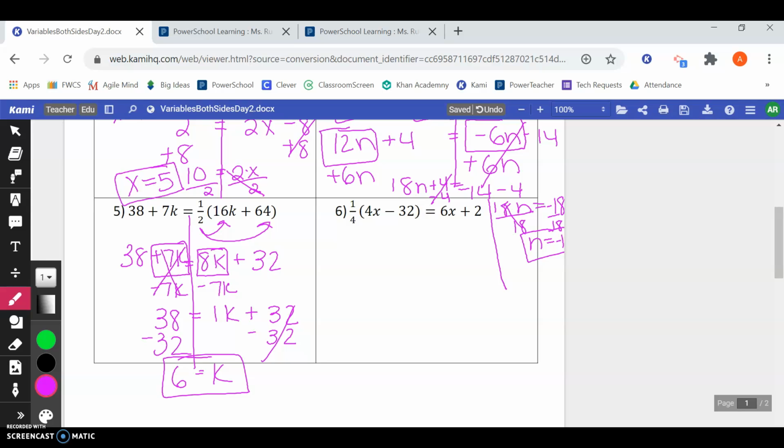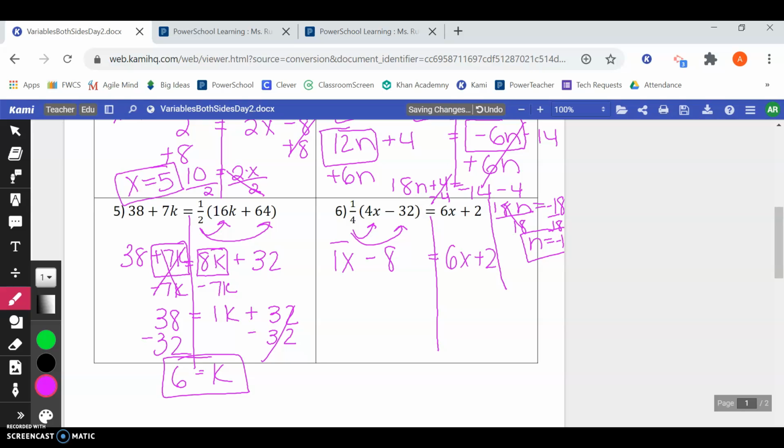Alright, so now if I'm looking at number 6, on my left I can distribute. So I'm going to take a fourth of my numbers. Taking a fourth is the same as dividing by 4. So 4 divided by 4 is going to give me 1x. And then minus 32 divided by 4 is 8 equals 6x plus 2.